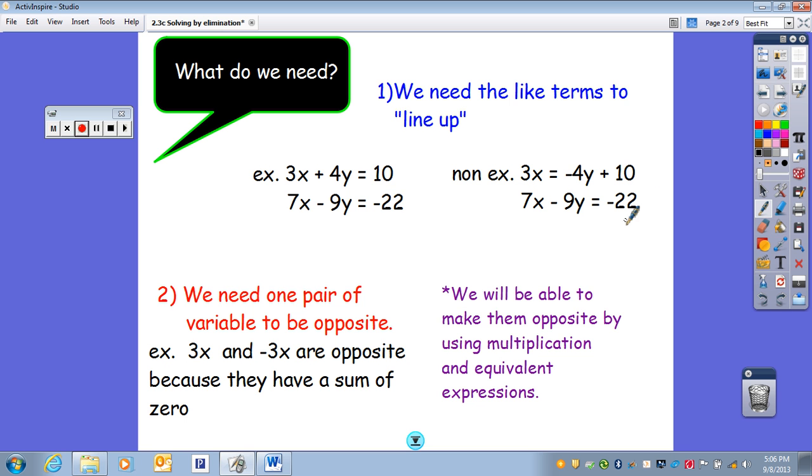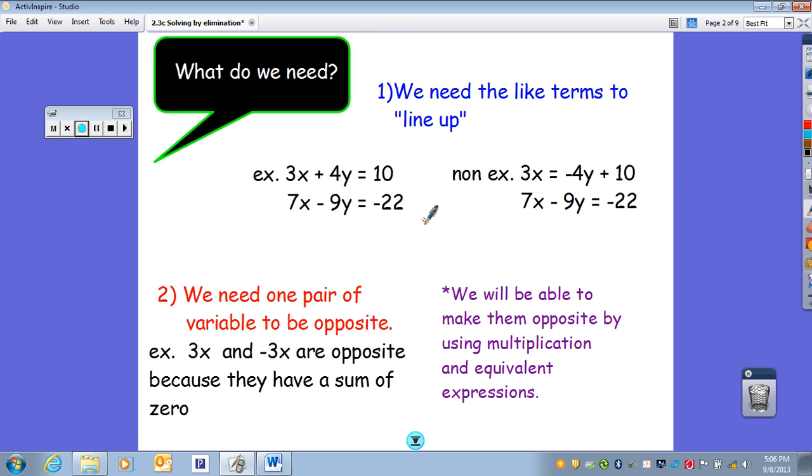First of all, we need to have our like terms lined up. In other words, when we're solving the equation, we need the x's to be lined up vertically on top of one another, the y's lined up, and our constant numbers lined up on the same side of the equal sign. This is a non-example. We do have the x's lined up, but in this case, for the top equation, the y is on the other side of the equal sign.